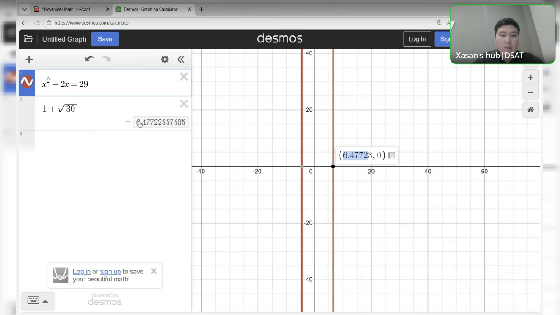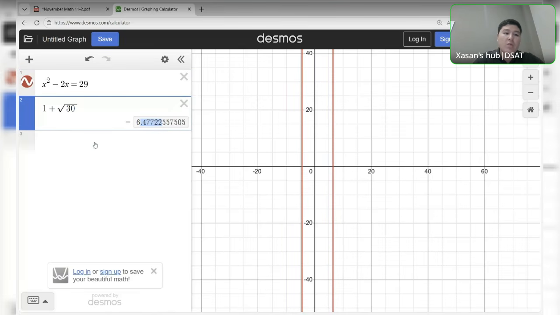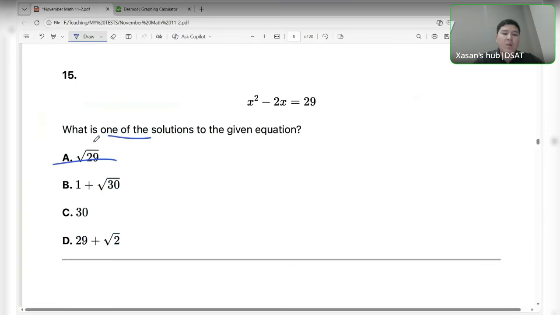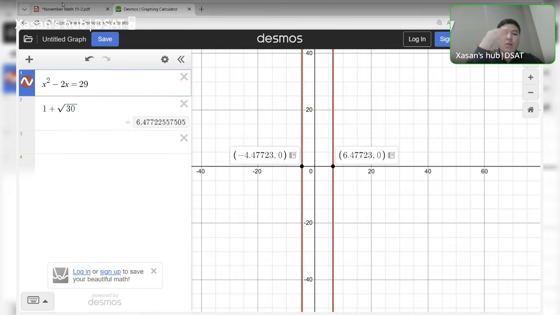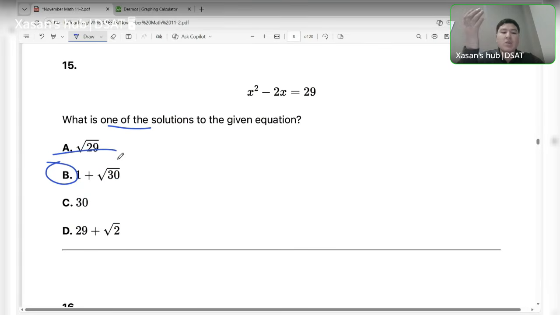6.47723. And then it is the random form. So the answer is just B here. Like I found both solutions, and I'm just checking which of these is matching. That's all.